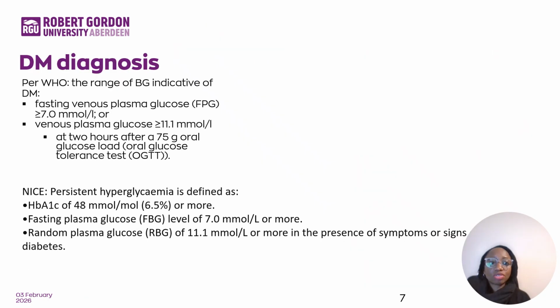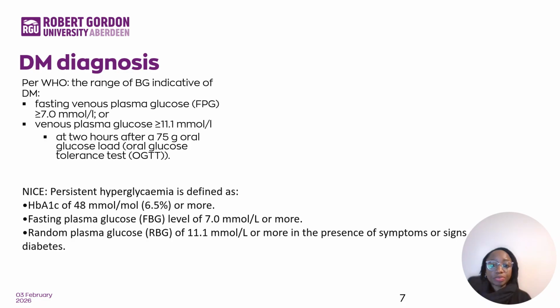So the diagnosis of diabetes does have different classifications. According to the World Health Organization, the fasting blood glucose should be equal to or above 7 millimoles per liter, and a random blood glucose could be equal to or above 11.1 millimoles per liter. It is important that you make sure you use the right units when you're interpreting the lab results.